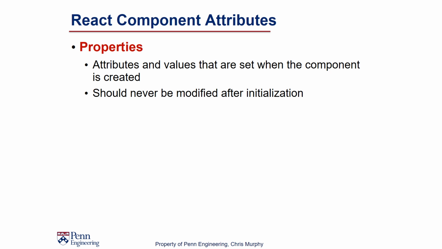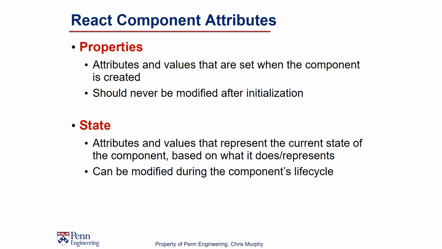At the beginning of this lesson, I said there are four important parts of a React component. We've already seen the render function, and now here are the next two important parts. The first are the component's properties. Properties are the attributes and values that are set when the component is created. These should never be modified after initialization. The other important part is the state. The state is also attributes and values, but they represent the current state of the component based on what it does or represents. They can and should be modified during the component's lifecycle.